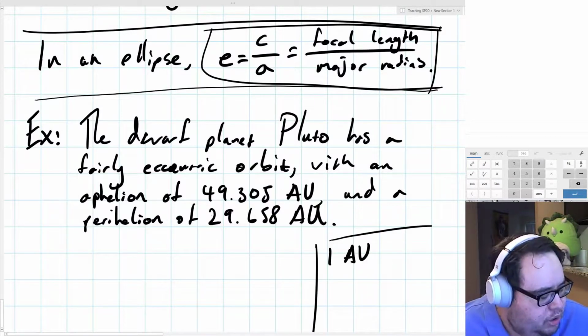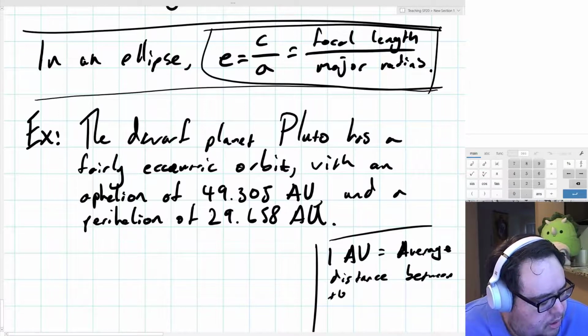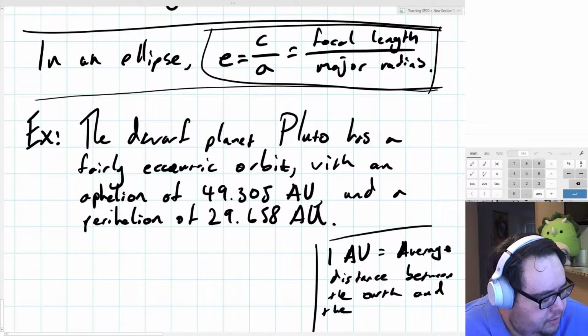This is called an astronomical unit, and it's equal to the average distance between the Earth and the Sun.